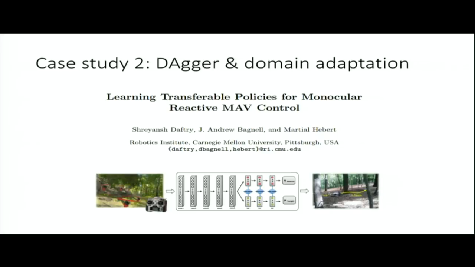Okay. So let's talk about another case study. This one is actually going to be using the Dagger algorithm. And in this paper, they're trying to do something a little bit more than just avoiding trees that I showed before. They're actually trying to deal with domain shift, meaning there's training data obtained in different domains, for example, in the summer or in the winter, or on different quadrotors. And they're trying to have the system work well even in the presence of this domain shift.